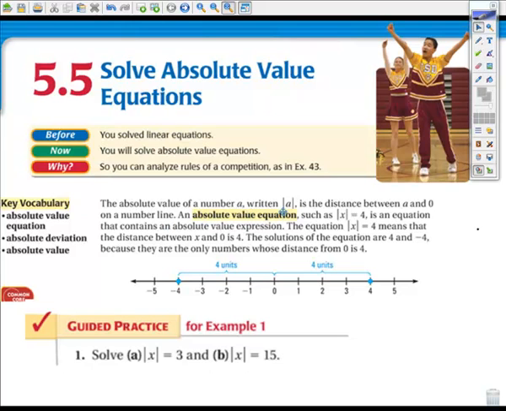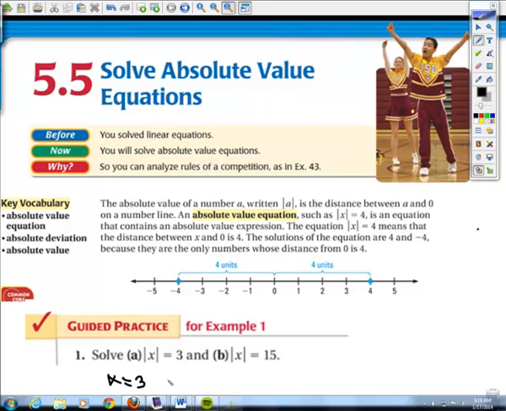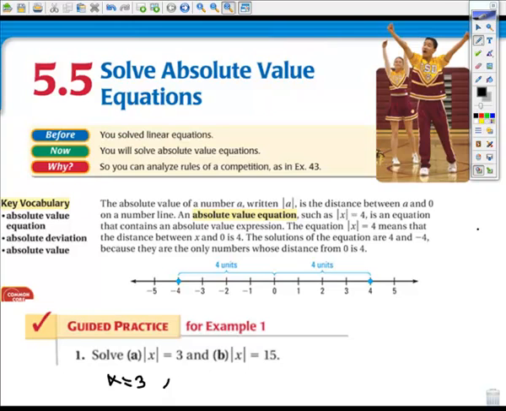An absolute value equation such as absolute value of x equals 4 is an equation that contains an absolute value expression. And the example we have here, absolute value of x equals 4, the two solutions are negative 4 and positive 4, because negative 4's absolute value is 4 and positive 4's absolute value is also 4. So here's a couple quick examples for us. We have the absolute value of x equals 3. So the solution here would be x equals 3 and x equals negative 3.